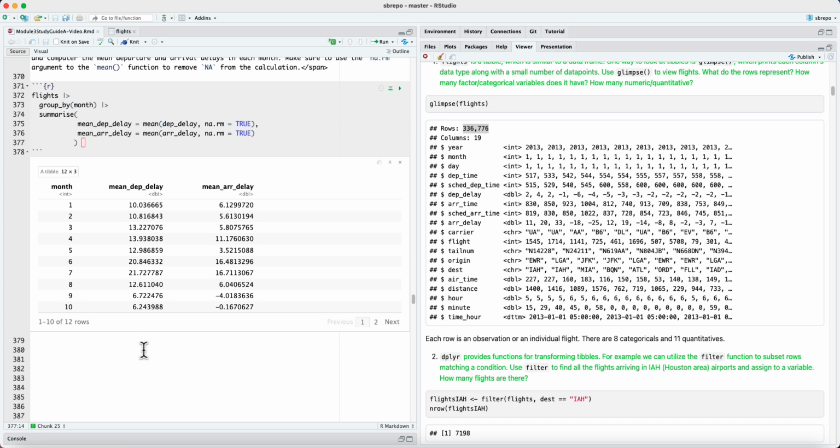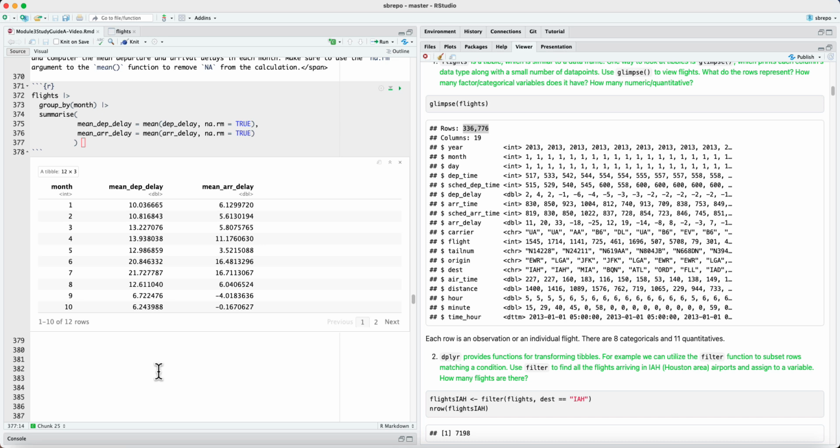One could now ask the question, are these differences that we observe from month to month in mean departure delays statistically significant or not? Meaning, are the differences in the means bigger than the variation in the departure delays in each month? And so we would want to compute multiple statistical summaries. For example, we may want to calculate the standard deviation of the departure delay.